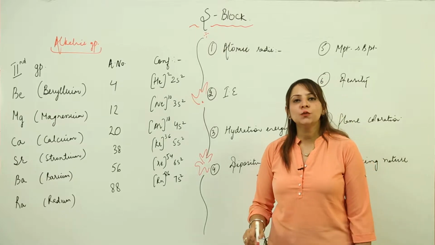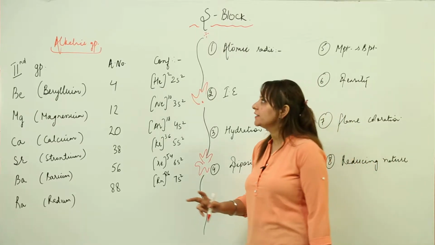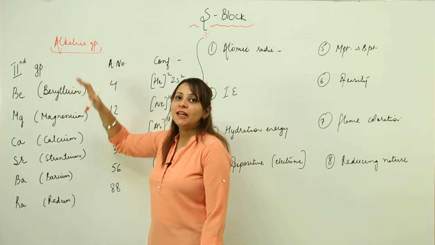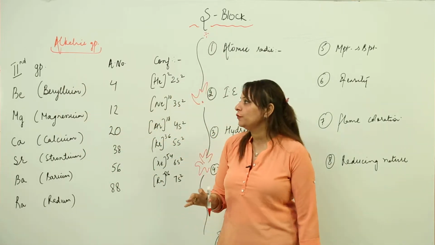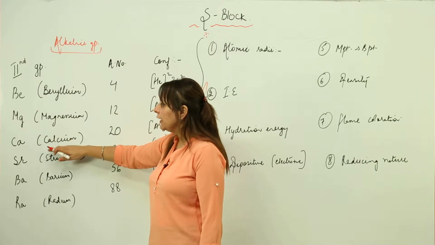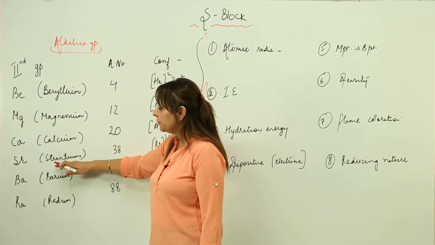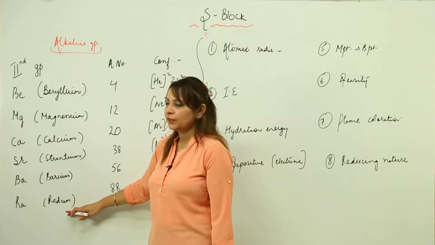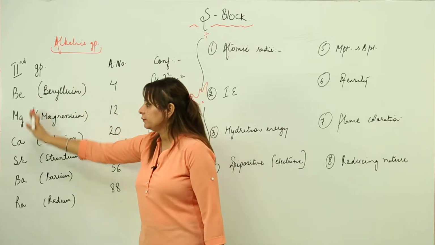Now let us start with the second group of the s block, that is the alkaline group. Let us focus on the members of this group first. It includes beryllium, magnesium, calcium, strontium, barium and radium. And the symbols for them are written on this side.